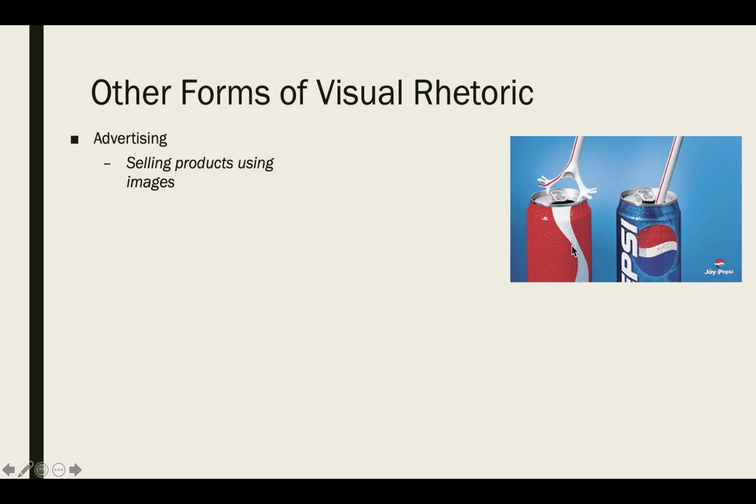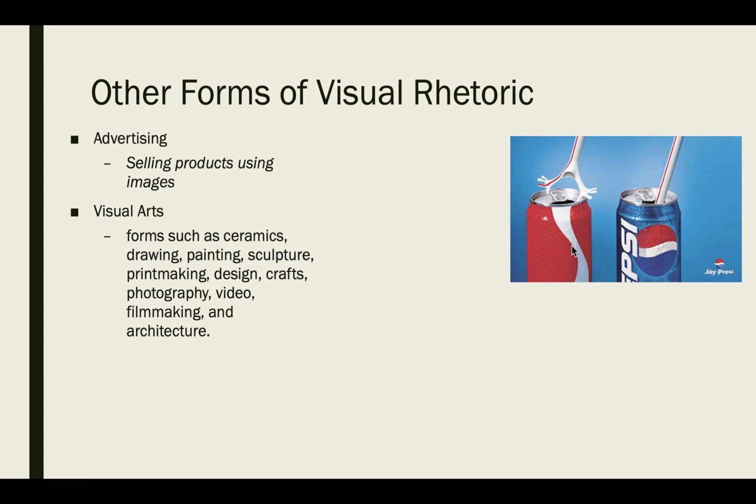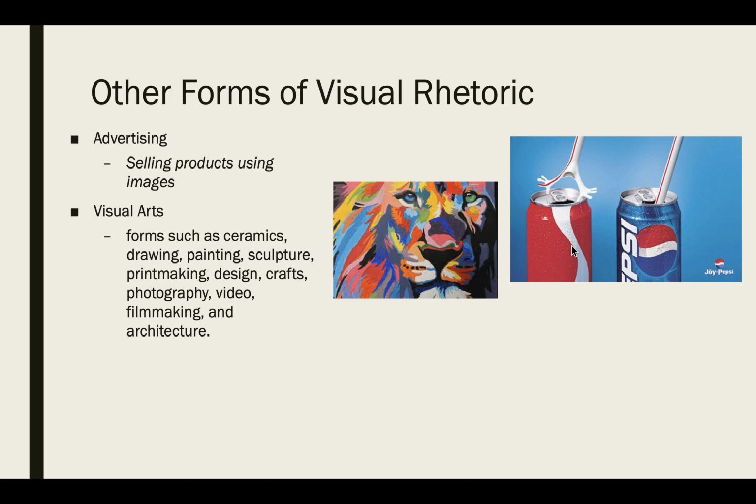Visual arts. Forms such as ceramics, drawing, painting, sculpture, paint making, design, crafts, photography, video, filmmaking, and architecture. Those are all forms that can be counted within visual rhetoric. Here's a nice little example of that.